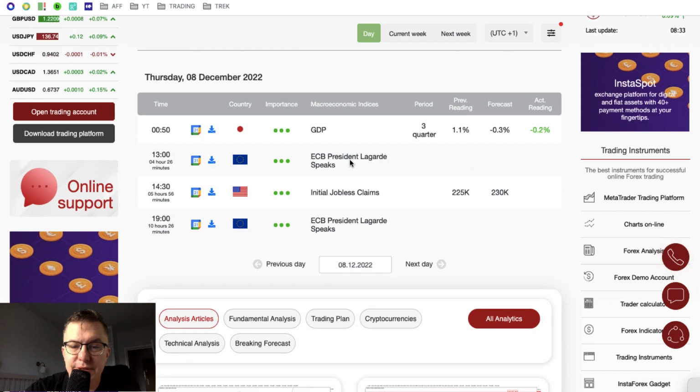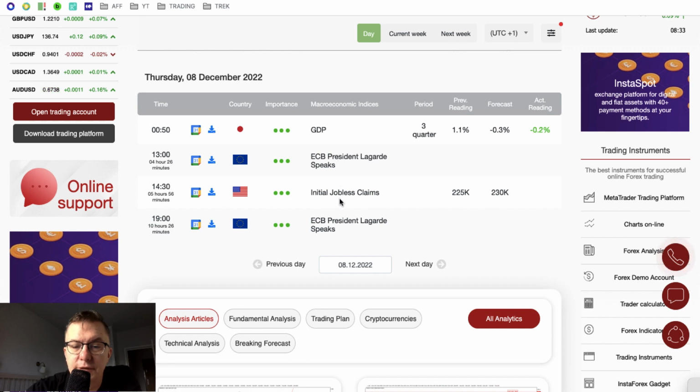There is an ECB President Lagarde speech scheduled twice for today. First is at 1 p.m. and then there is 7 p.m. So that might be kind of an interesting event as well. Maybe she will give some remarks regarding the financial markets.